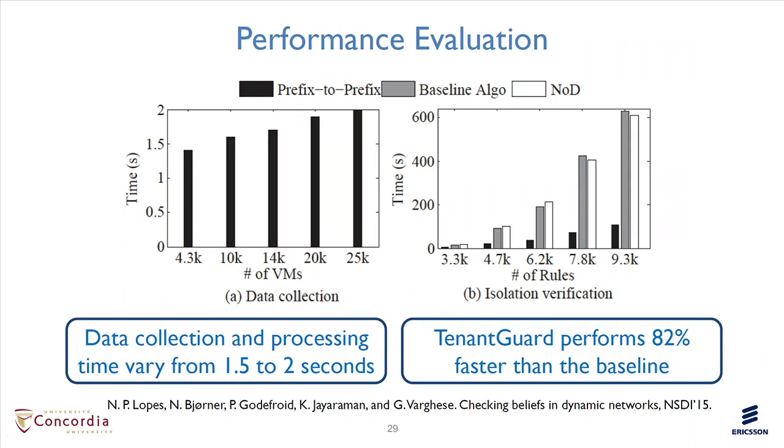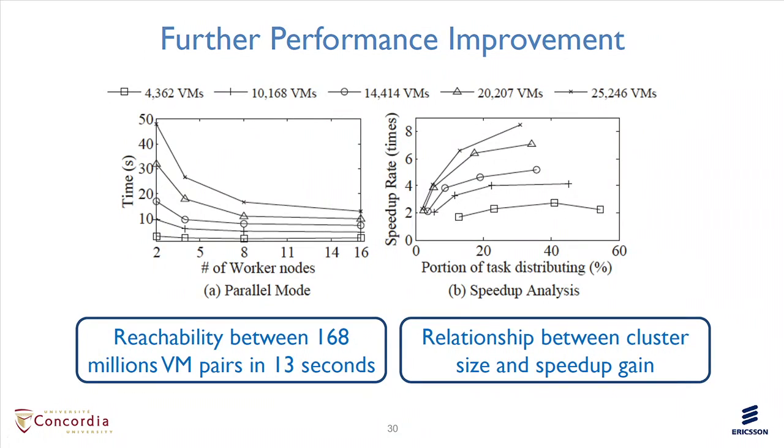So to further improve the performance, we instantiated up to 16 worker nodes in Amazon EC2 and distributed the task of TenantGuard in parallel. And then TenantGuard can verify reachability for over 160 million VM pairs in 13 seconds. In our experiments, we also measured the relationship between cluster size and speedup gain to show that it's not always beneficial to just distribute the task because of the communication overhead.